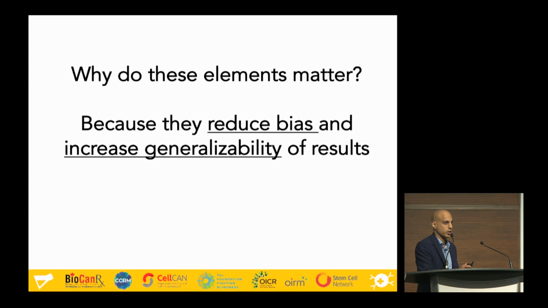But before I do that, just to reiterate, why do these elements actually matter? Well, they reduce bias and thereby potentially increase the generalizability of results. And of course, through this workshop, we're really interested in generalizability from what we do in the lab in small animals, often to patients.